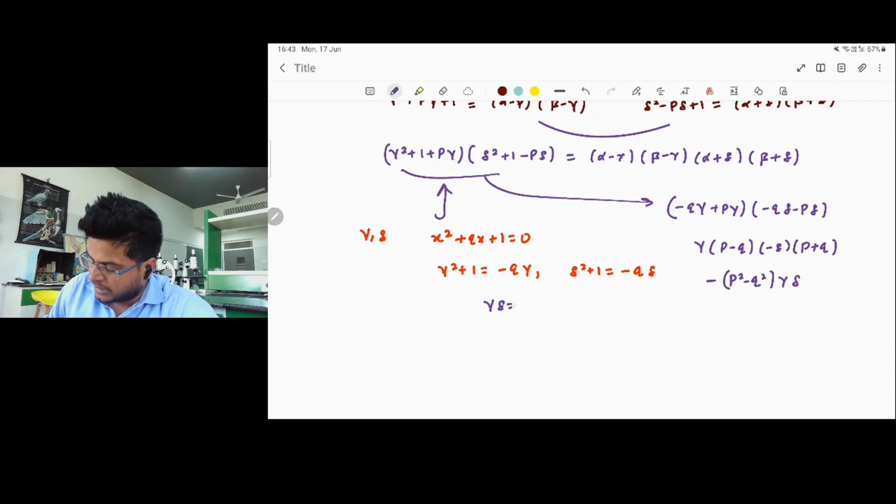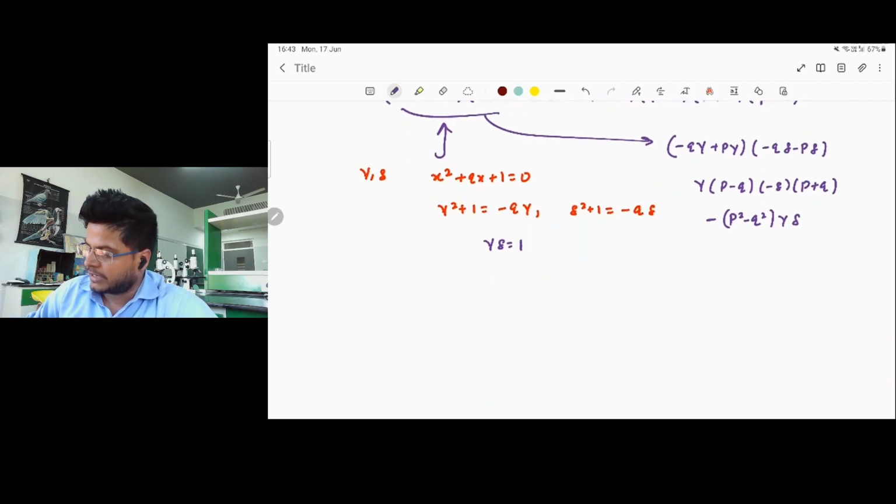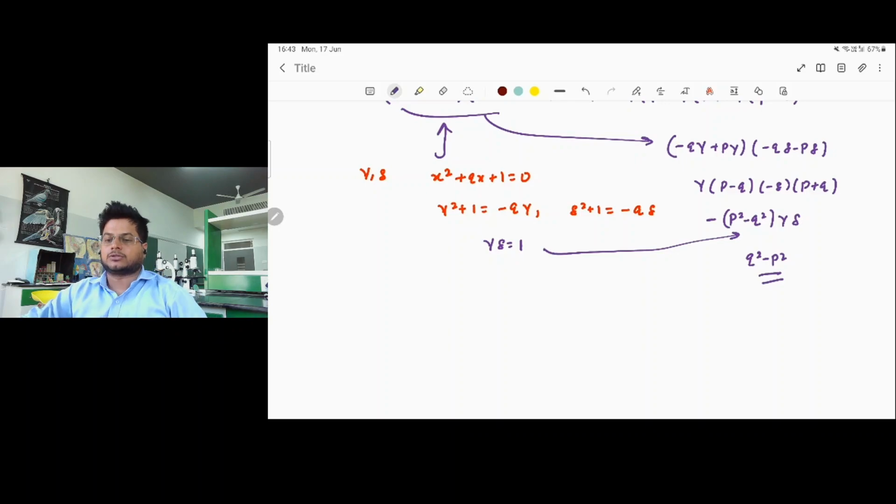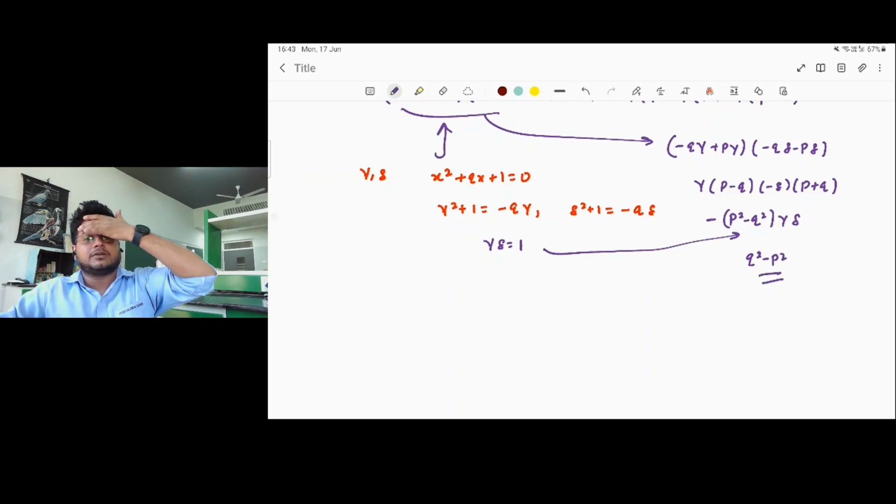What is gamma into delta? Gamma into delta equals 1. Feed that value here again. So ultimately what we got? We got q square minus p square. We got how much? Q square minus p square. So that is the required proof. I hope again we're clear on this.